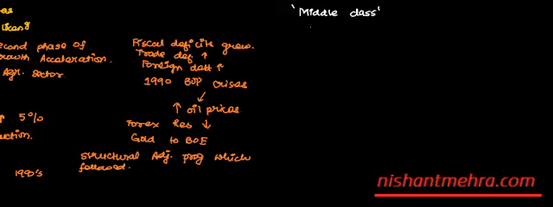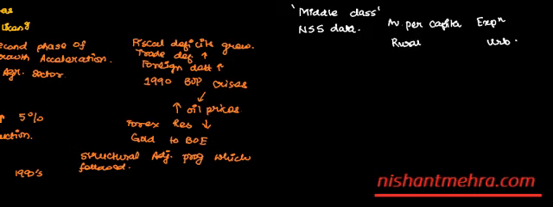So there is NSS data, National Sample Survey data, on average per capita expenditure. The data on average per capita expenditures in rural areas and in urban areas: in rural areas, it grew by around 1% per year, and in urban areas at only about 2% per year between 1993-94 and 2009-10, right?